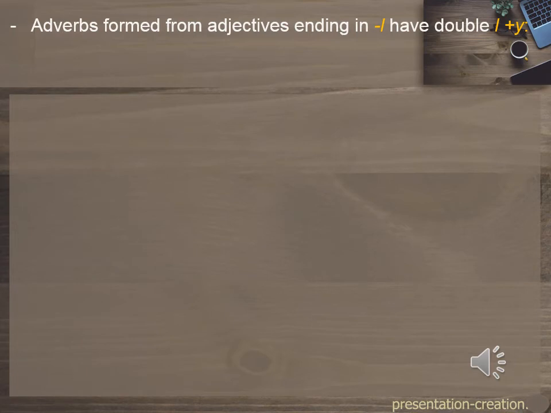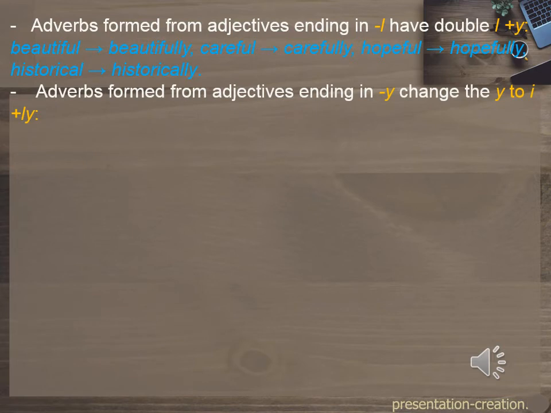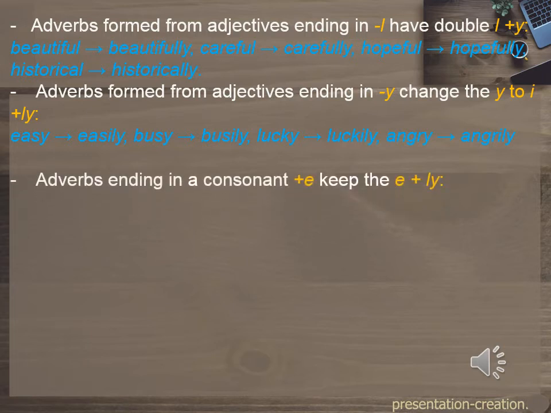Here are some rules for how to form adverbs. Adverbs formed from adjectives ending in -l have double L plus the ending -y. For example, beautiful, beautifully. Adverbs formed from adjectives ending in Y change the Y to I plus the ending -ly. For example, easy, easily.